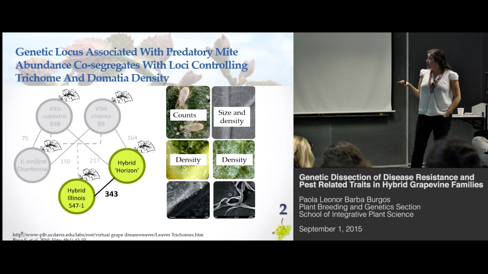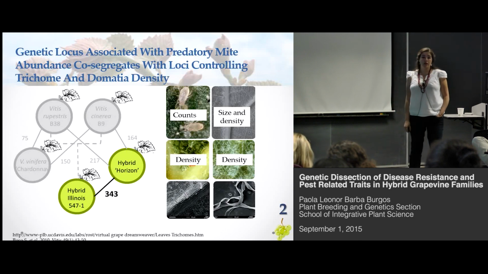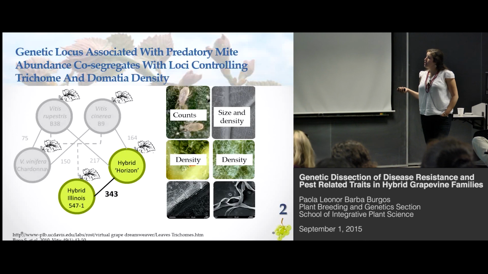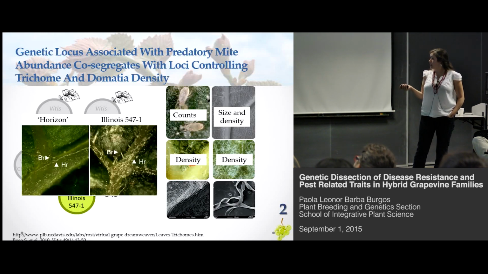So the working title for this paper is Genetic Locus Associated with Predatory Mite Abundance Co-segregates with Loci Controlling Trichome and Domatia Density in Grapevines. We used just one of the populations, the Horizon by Illinois cross, and the phenotype was to count the predatory mites. For domatia, we looked at the size and the density of the bristles using a categorical scale. And for the bristles and hairs, we also used a categorical scale of density. This is how the parents look. This is Horizon, which has just one hair here and almost no bristles. And this is the Illinois parent with the bristles here and the hairs along the veins.